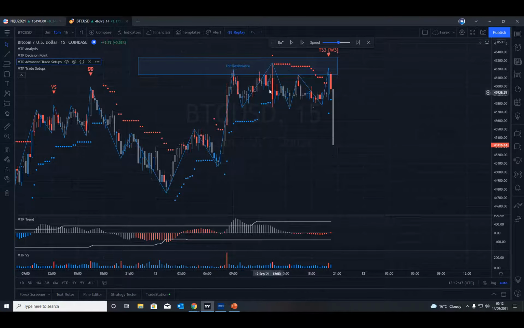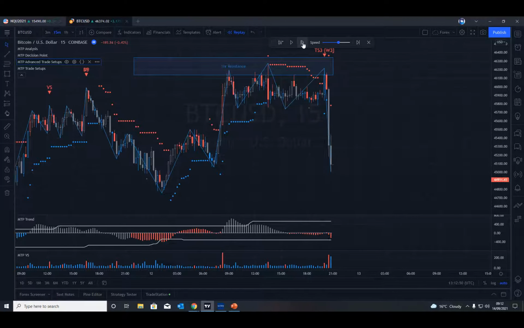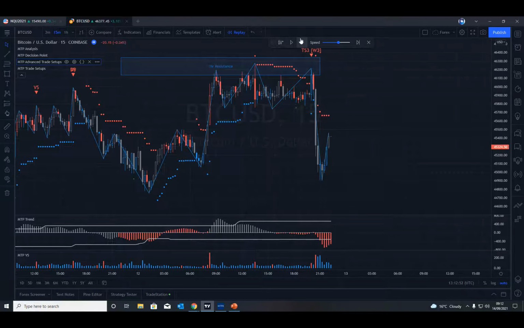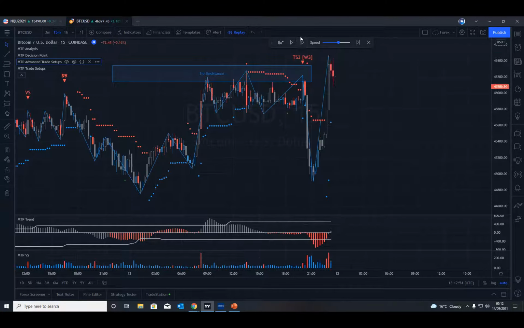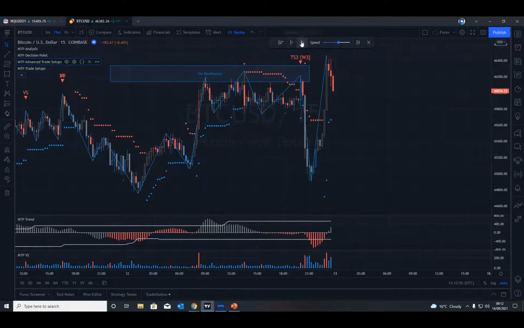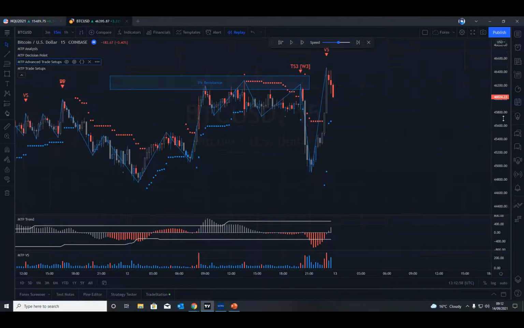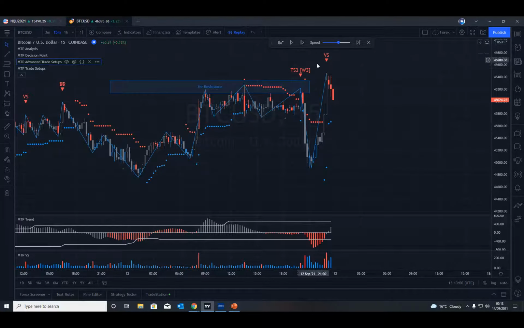Let's see if we can go forward a bit, because the market came down. It then went back up again. And if I go forward again, we should have a VS sell there as well. So this was also at that same resistance area. Can you see that? So this was also a good trade setup to take.